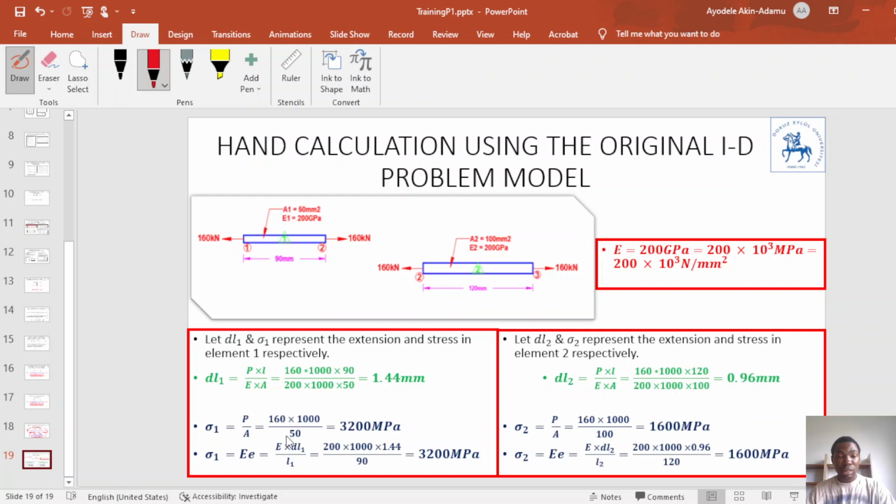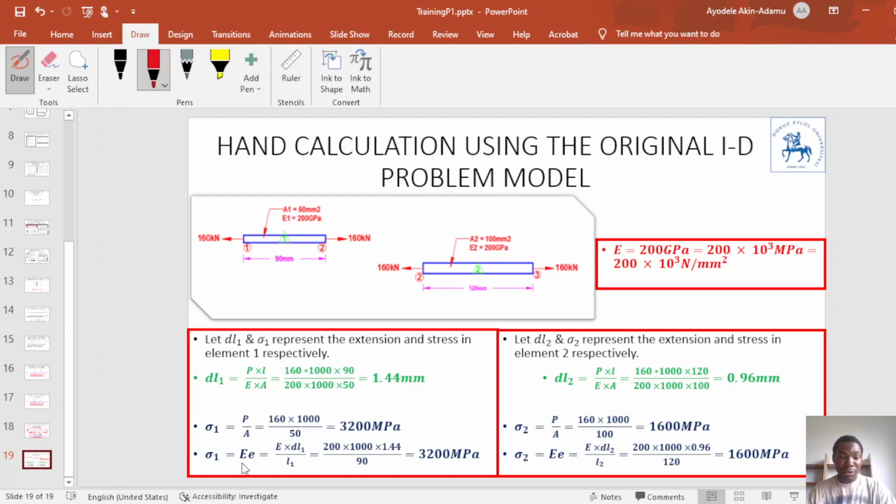Also, we can calculate the stress in material 1 using the stress-strain relationship. Because we know the axial force acting on the member is 160 kilonewton, we can say P over A equals the stress. P is 160 times 1000 Newton, and A is 50. If we do this calculation, we get 3200 megapascal.